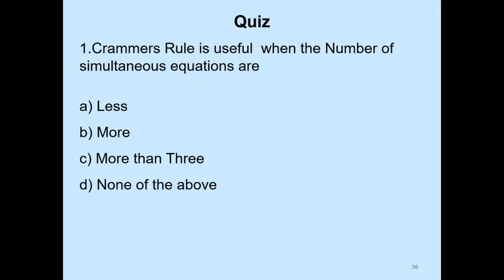See here the quiz. Cramer's rule is useful when the number of simultaneous equations is less than 3, more than 3, or none of the above. If 2 simultaneous equations are there, we can easily solve by the elimination method. But for more than 2, Cramer's rule is useful. So more than 3, Cramer's rule is useful.